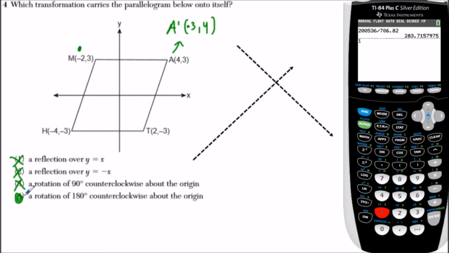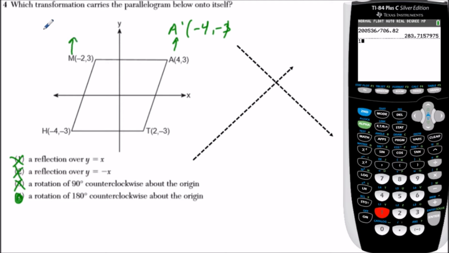But if we wanted to actually be convinced that choice 4 is correct, not just from process of elimination, to rotate something counterclockwise about the origin 180 degrees, all you do is take the points and negate them. So A prime in this case would be negative 4, negative 3, which would map A to point H.